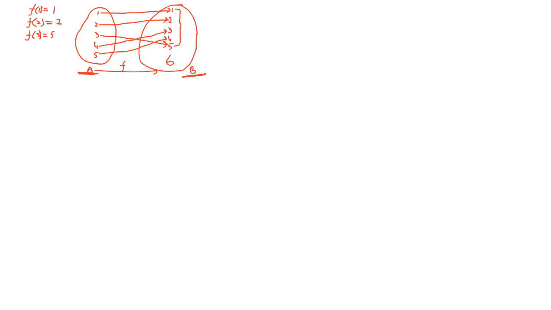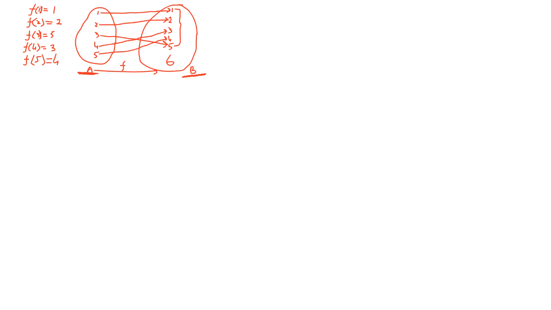And f of 4. F of 4 equal to 3. Yes, 4 goes to 3. And f of 5. F of 5 goes to 4. Yes, you are right. Now you understand the function. F of 5 equal to 4. This way you will write. Okay.